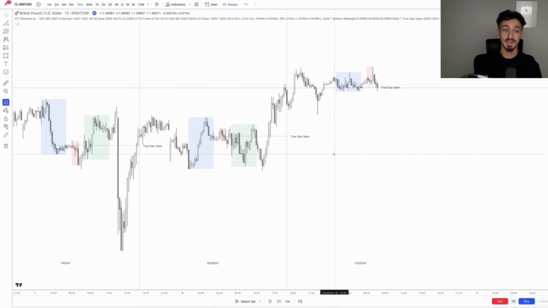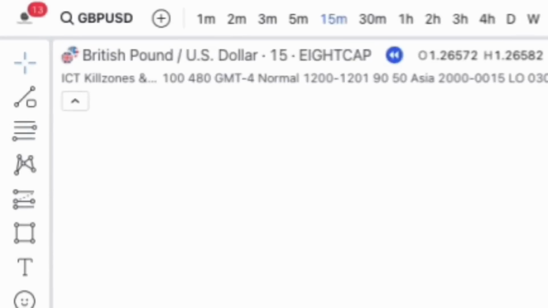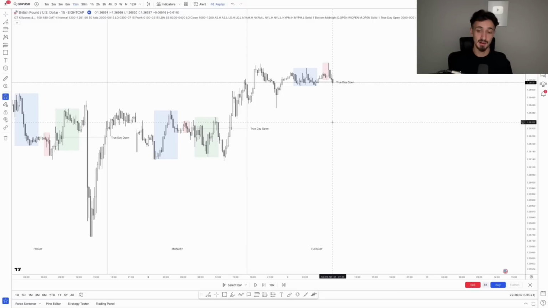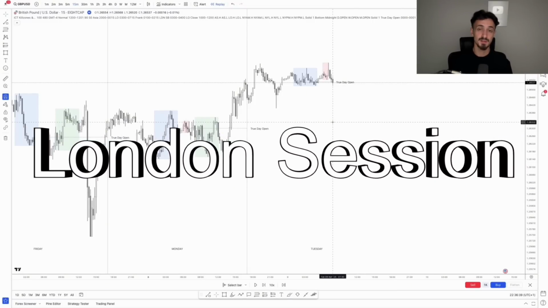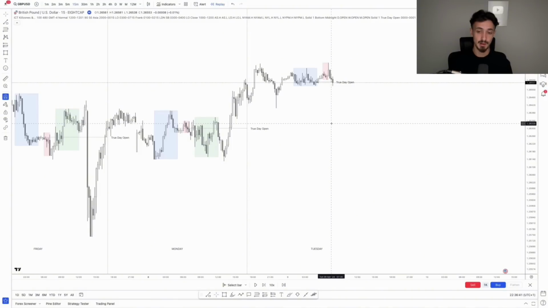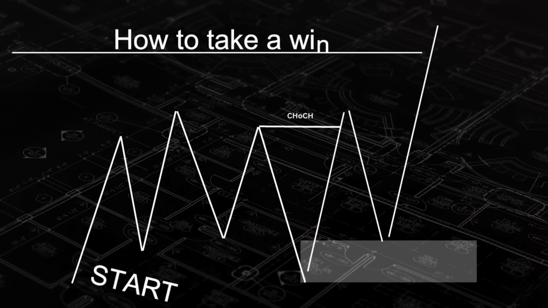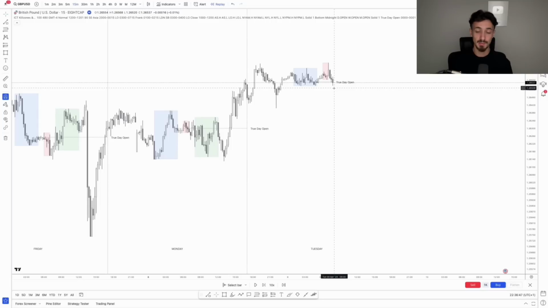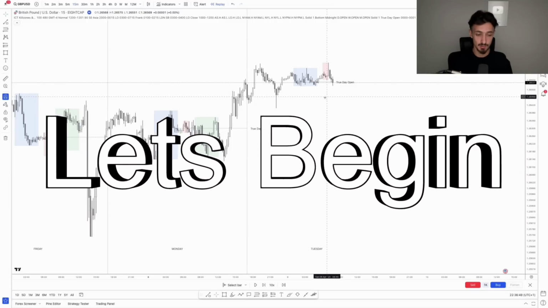Okay, so here we are on GBP USD 15-minute time frame on Tuesday the 9th of April at 7:45 a.m. London. Now this is 15 minutes before the session is about to begin. So I'm going to walk you through the exact trade step by step and my thought process behind it. With that being said, let's go ahead and get into it.